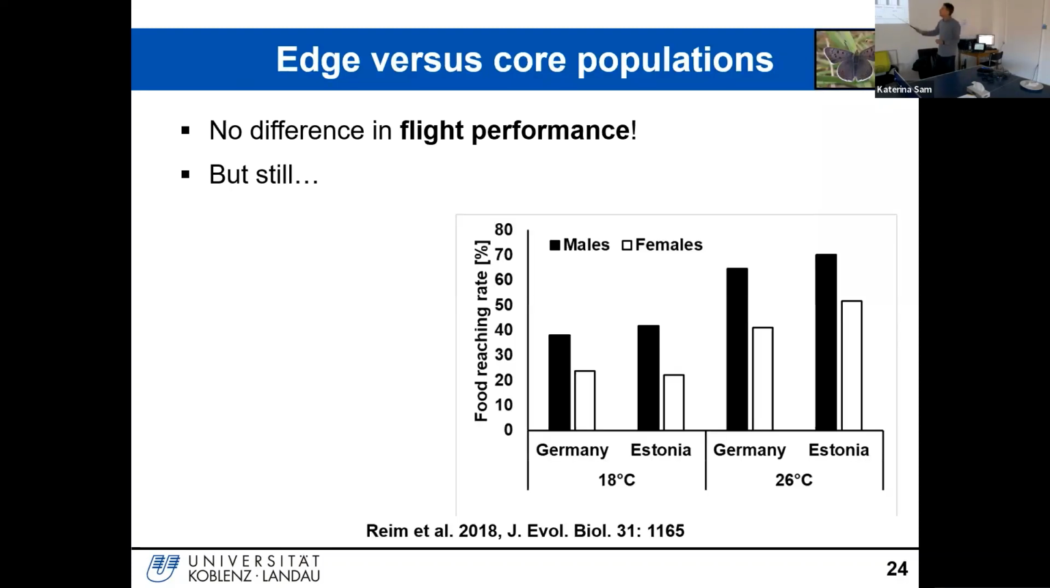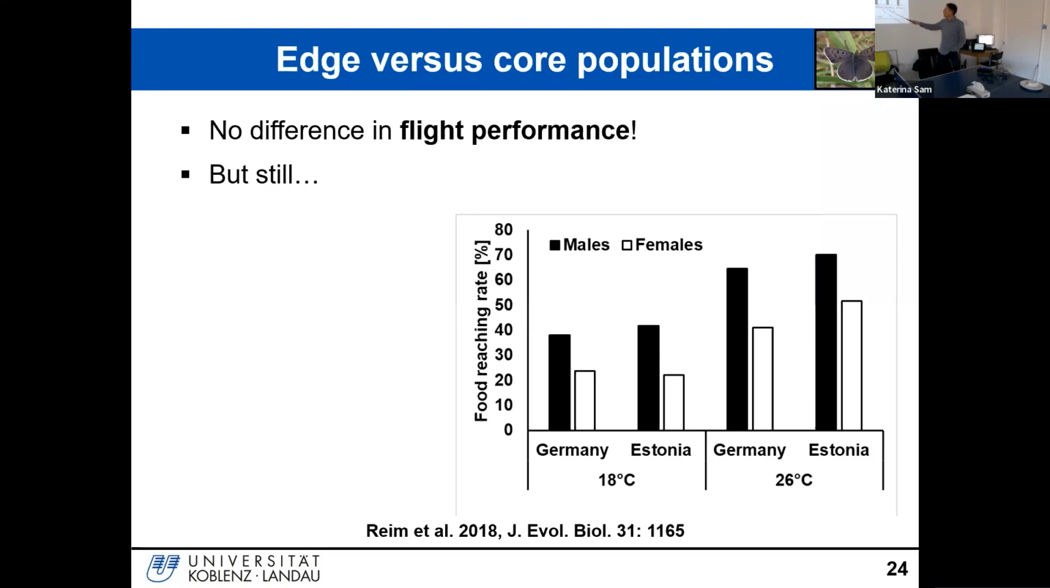We found no differences whatsoever in flight performance, along with what we found before, that dispersal is not necessarily linked to flight performance. But what we found is here you see the food reaching rate. So this is in an environment the butterflies don't know. How long would they need to find a food, which is a measure of exploration, exploratory behavior? You don't see much difference.